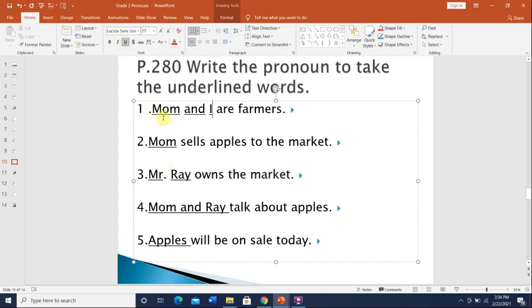Okay, remember, when you mention somebody and yourself, you replace it with we. Mom sells apples to the market. We want to replace Mom with a pronoun. It will be she. Mom is a female, a woman, so we replace her with she. We only use we when there's somebody and you and I, when you talk about yourself and somebody else. Mr. Ray is a male, so we replace him with he.